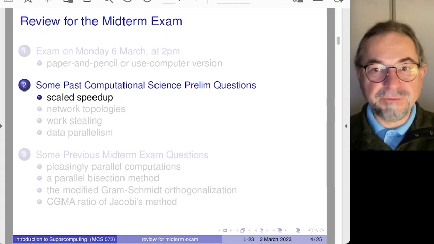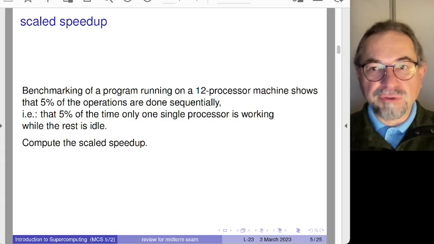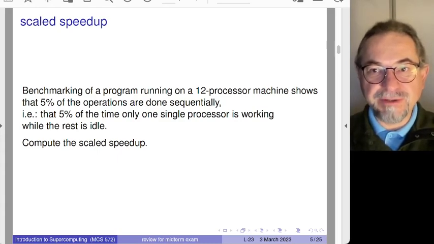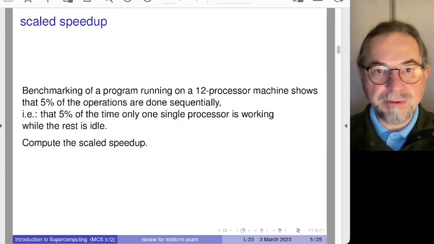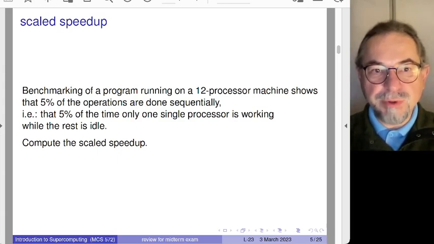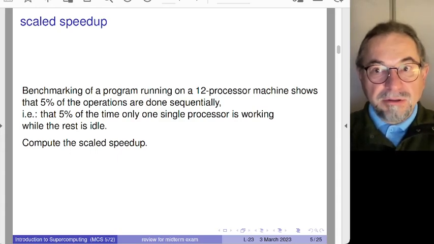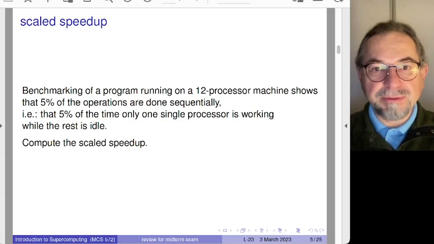Okay, so in the first part, let's look at some past prelim exam questions. So the first question refers to the very early beginning of the course, where we considered speed up. So we have a run that was executed on a 12 processor machine. Of that run, it was observed that 5% of the operations were done by one single processor. So this is called the sequential time. The question is, can you compute the scaled speed up? So this is a very particular question.